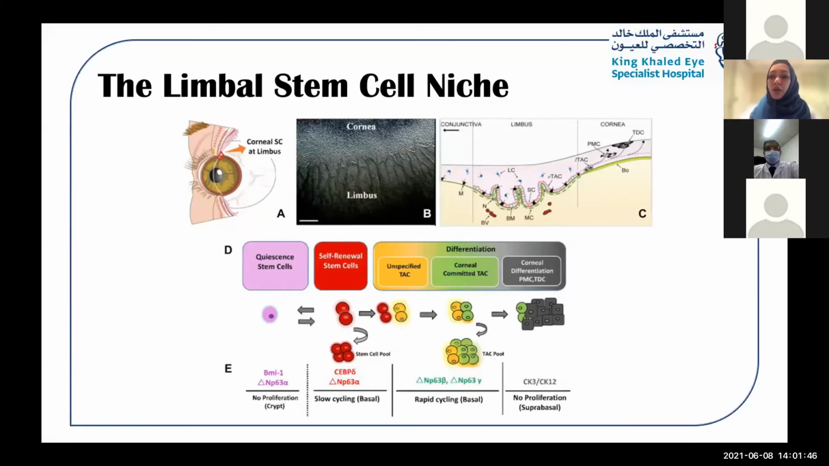Then they're usually located at the basal layer of the corneal epithelium, and then they start to migrate and differentiate and so on, and they produce the normal non-keratinized stratified epithelium that we know of the cornea.